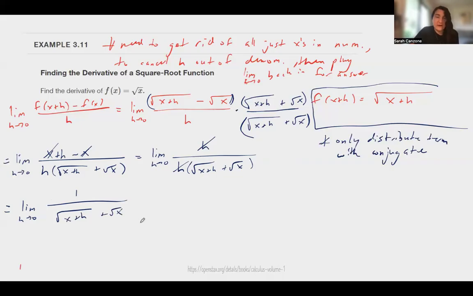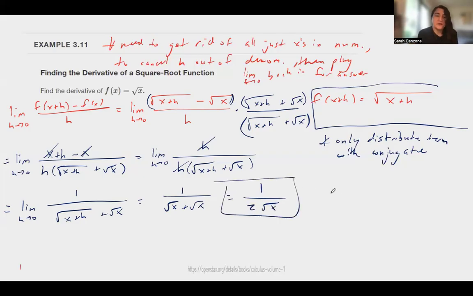Once we cancel everything out, we can go ahead and try to plug back in with our limit, because the issue was that h in the denominator, but we've gotten rid of that. So we can go ahead and plug in. So we plug in 0. Well, that goes into the square root of x. So we get 1 over the square root of x plus the square root of x, but that's just 1 over 2 times the square root of x.